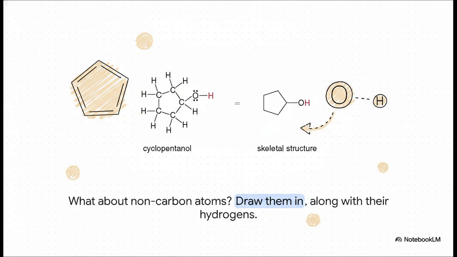Okay, so what happens when a molecule isn't just carbon and hydrogen? Easy. Take a look at cyclopentanol here. We draw the 5-carbon ring as a pentagon, and for the oxygen and its hydrogen, that OH group, we just write it in. This follows that third rule perfectly. You always have to show the heteroatoms.